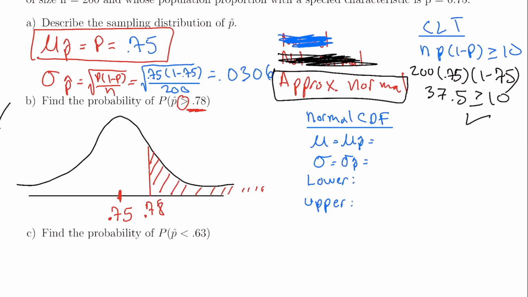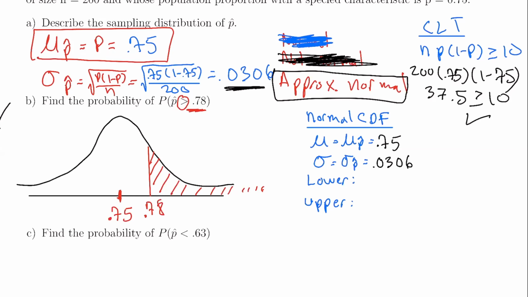If you look at this one, we already found mu of p hat to be equal to 0.75. So you put 0.75 here. We found sigma of p hat to be equal to 0.0306. So we put 0.0306.